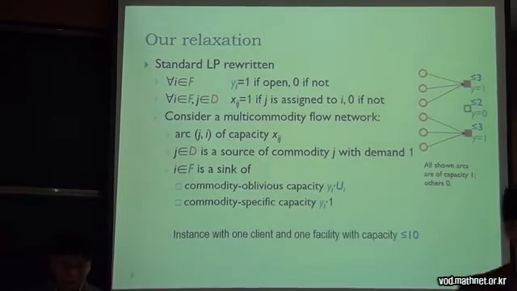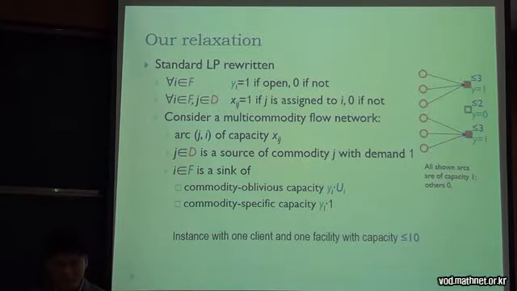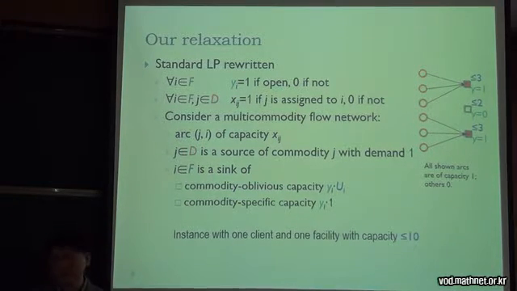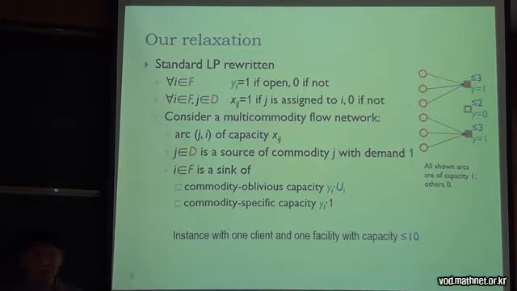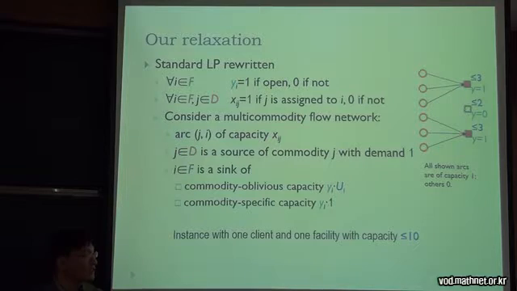Now, one of the questions that you could possibly ask is, why do we need this commodity specific capacity when there already is a commodity oblivious capacity? But it is easy to see if you think about a very simple instance where there is only one client and only one facility, and that facility happens to have the capacity of 10. If we didn't have the commodity specific capacity, then the LP would look as if we can just open that facility by a fraction of 1 over 10, and then it has enough capacity, therefore it will be able to accommodate the flow that is coming from the client.